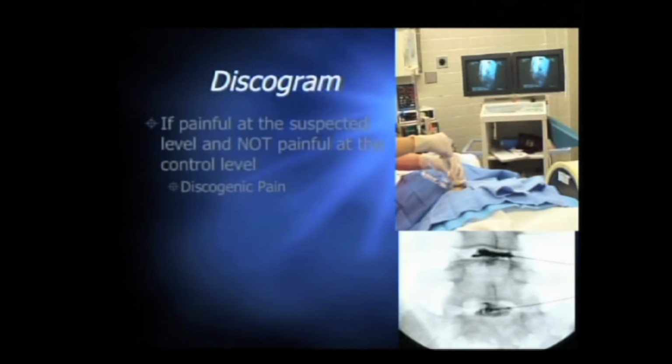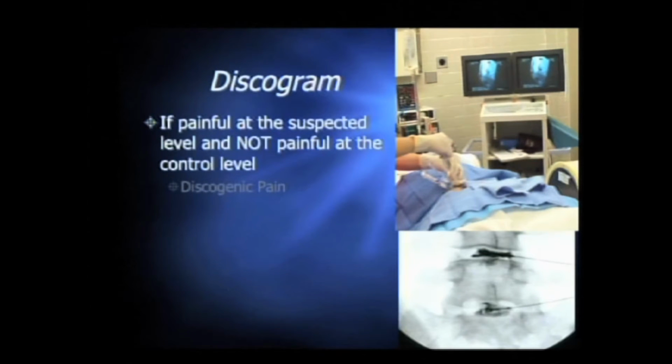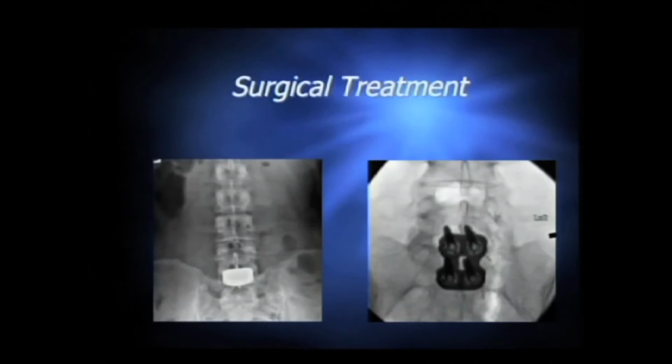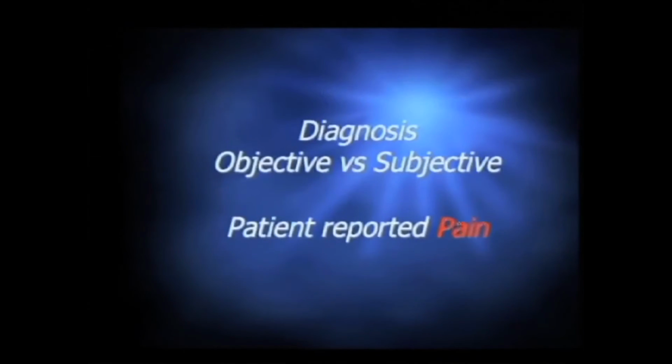And a positive discogram would be if they had pain with injection at the deranged level or the abnormal level, and a negative, with no pain at the control level. So a negative pain response at the control level, a positive pain response at the suspected pain generator, and then we call it discogenic pain. And if someone does have discogenic pain, there's all sorts of treatments. The surgical treatments we're not going to go into here are largely lumbar disc replacement and lumbar fusion.